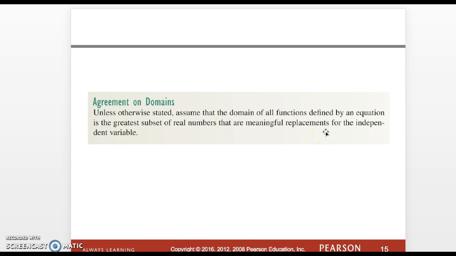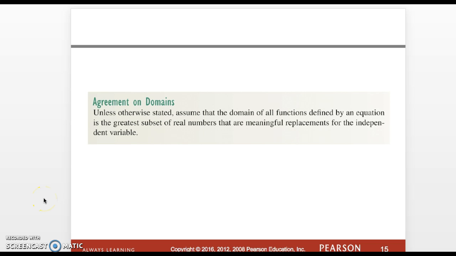We can interpret this a couple of ways. We'll have some algebra functions where substituting particular values causes the function to be undefined. That's a problem. But we'll also have real-world context problems where a negative x value or particular x values aren't meaningful replacements. So we have to be aware of two things, sort of the algebraic restrictions on a function and then the context restrictions on a function.